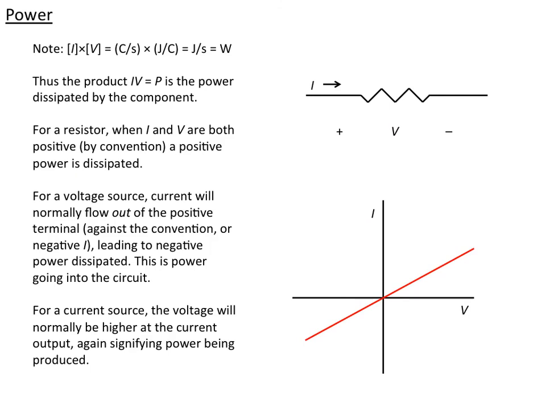One final word about power. If you look at the units of current and the units of voltage and multiply them together, you'll see that you take coulombs per second for the current and joules per coulomb for voltage, and the coulombs drop out, and we get joules per second, which is a measure of power, which we can use watts. So therefore, if I take the product, current times voltage, I'll always get power. And in this case, it will always be, if we follow our convention, the power dissipated by the component.